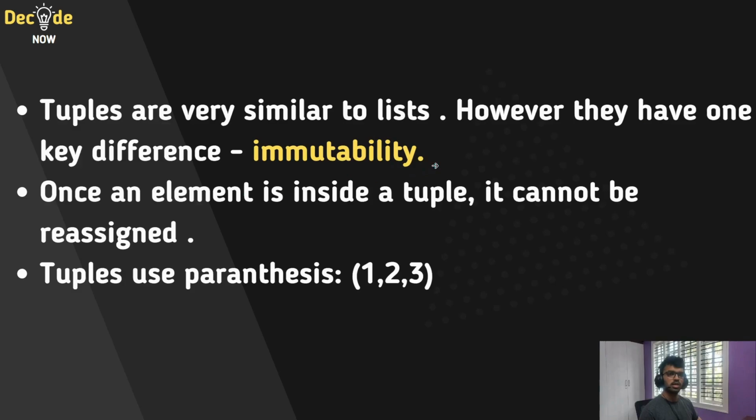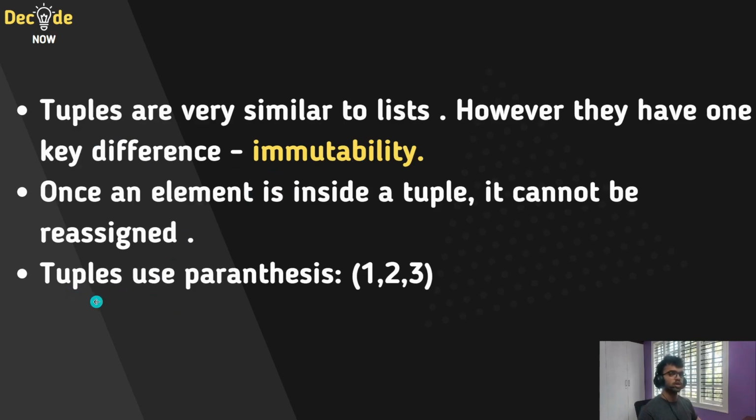So tuples are almost similar to lists, but the only difference is that in lists, as we have seen in the earlier video, we can modify or alter the data or the values present inside a list, whereas in tuples that is not possible. So it supports immutability. Once an element is inside a tuple, it cannot be reassigned or altered or modified. So the only difference between tuples and lists is immutability.